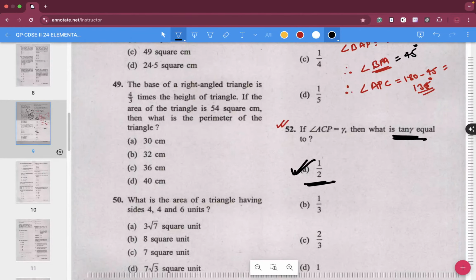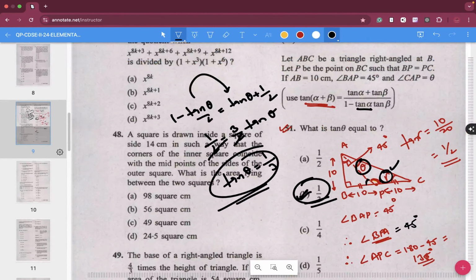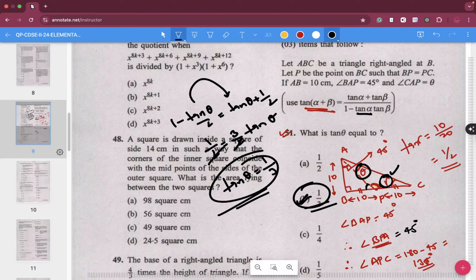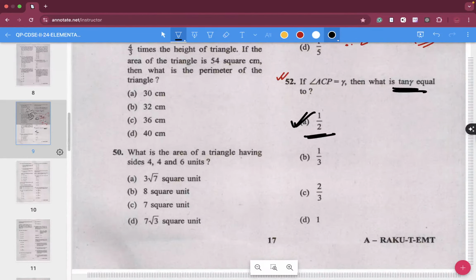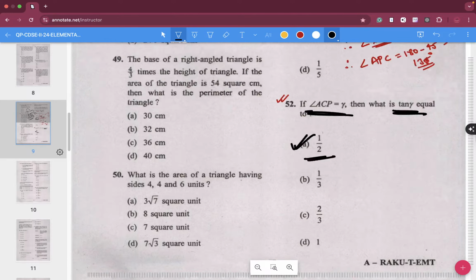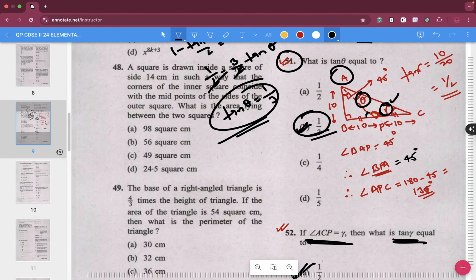So question number 51, 1 by 3 over here. B is going to be the answer, folks. And for question number 52, they already told angle ACP. This is your angle A, this is your C, this is your P. So this value in yellow over here is gamma.